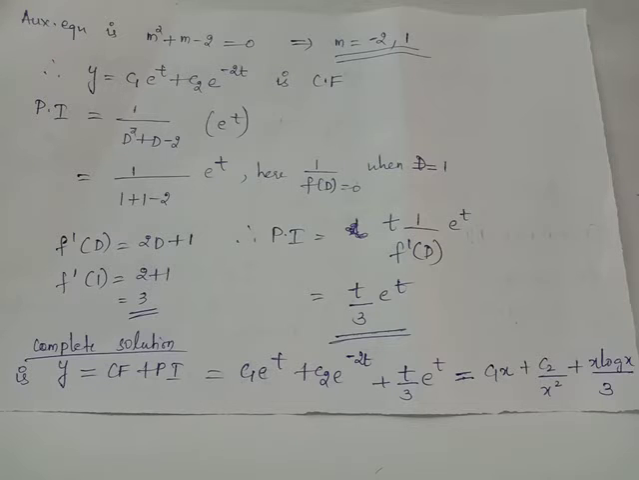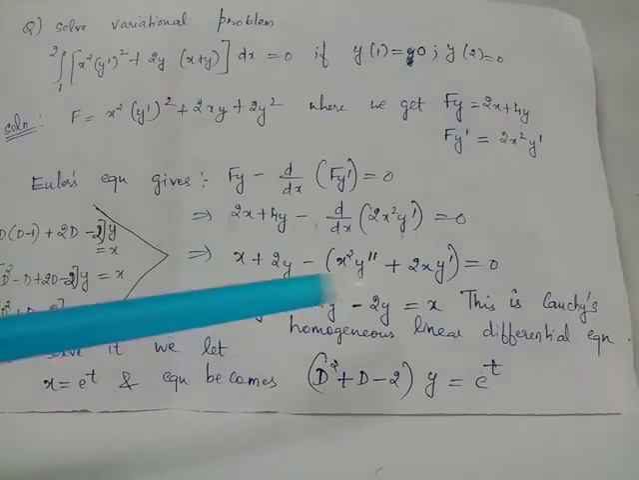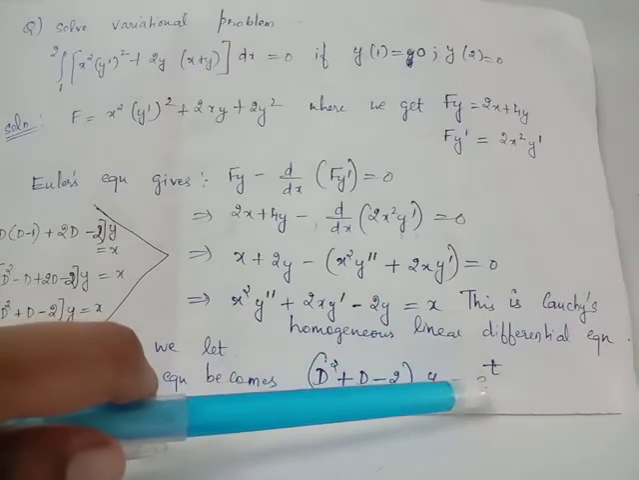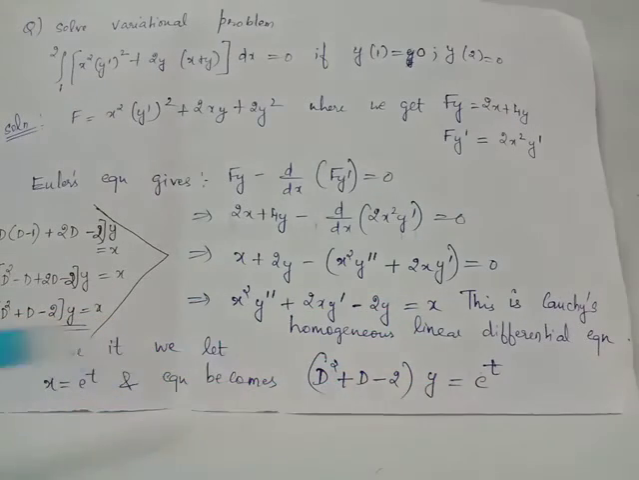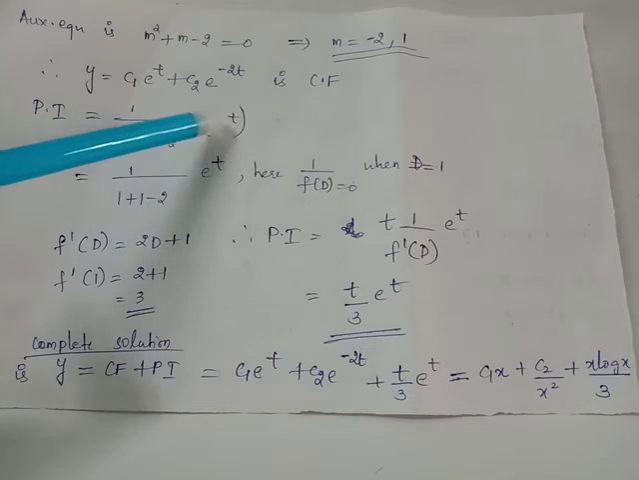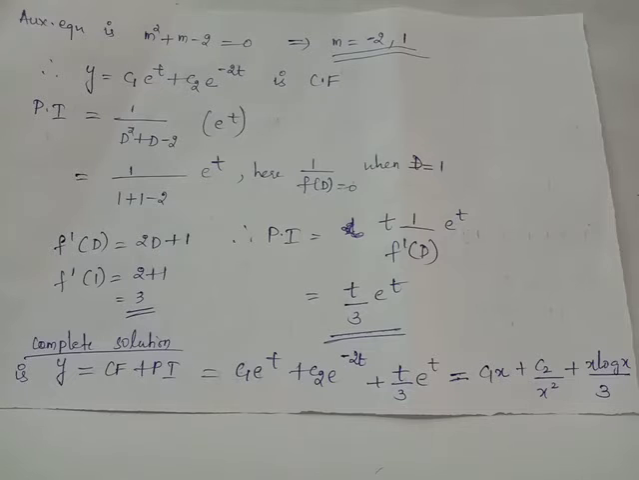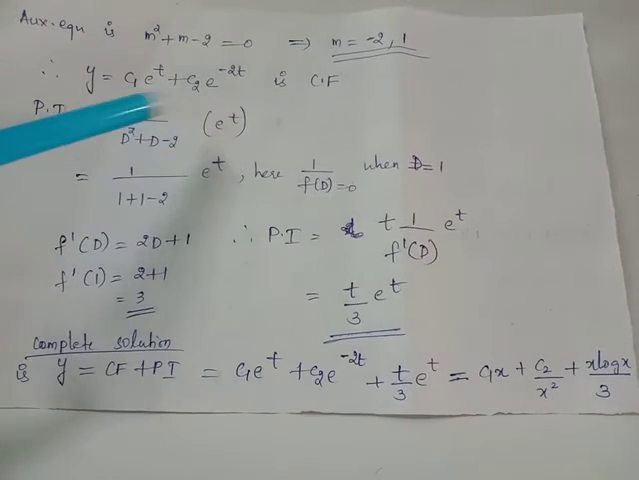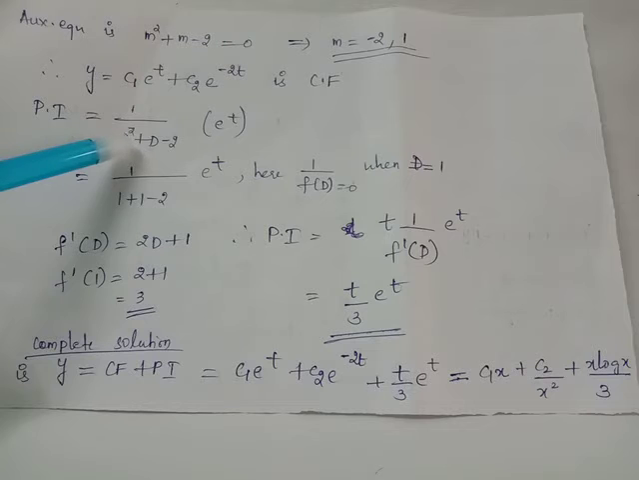The particular integral is obtained by operating 1/f(D) on the function e^t. Note that when you give x = e^t, we are getting the right-hand side of the new differential equation with constant coefficients as e^t. We have f(D) = D² + D − 2. Thus, we have the particular integral as 1/(D² + D − 2) applied on e^t. Here, the coefficient of t is 1. Therefore, we will replace D by 1.